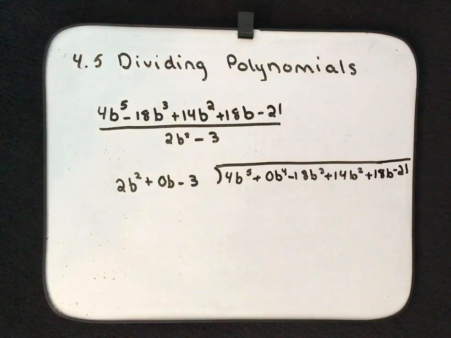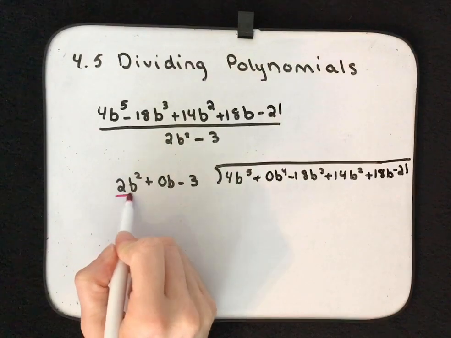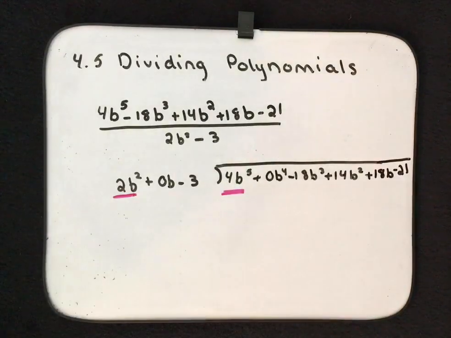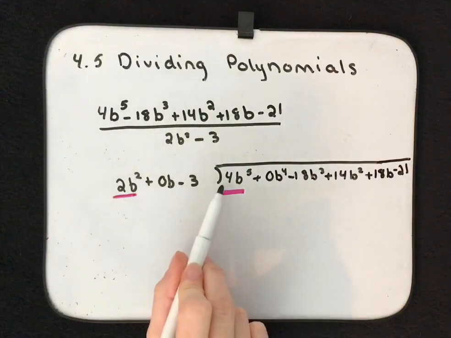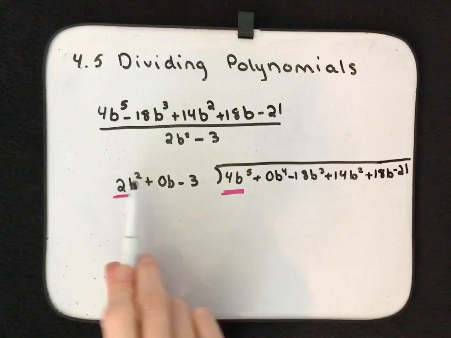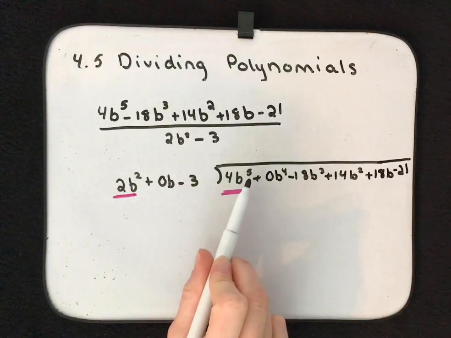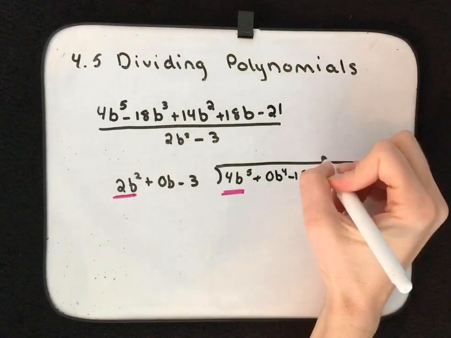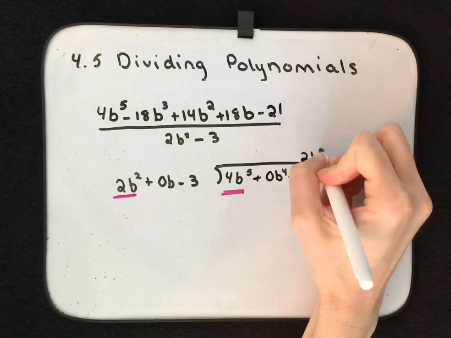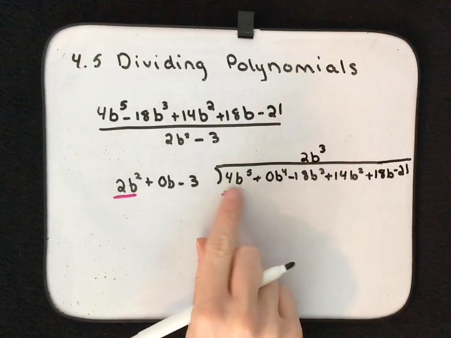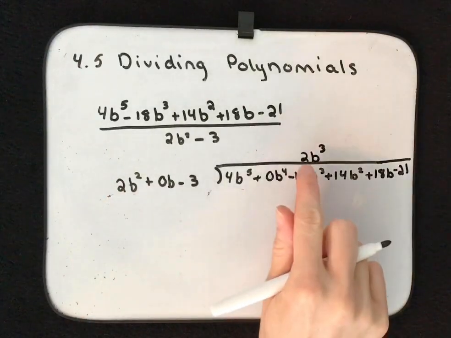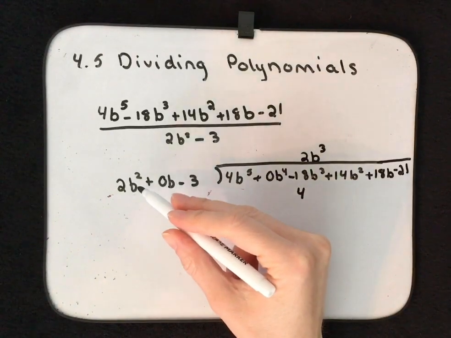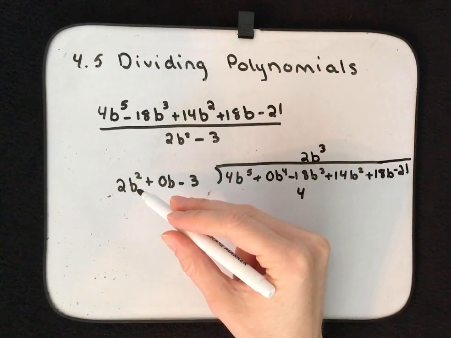So we need to think about what times 2b to the second is going to give us 4b to the fifth. So look at one piece at a time. 2 times 2 is 4. B to the second, I need b to the fifth, so that means I need to multiply by b to the third. So if I have 2b to the second, and I multiply that by 2b to the third, I'll get 4b to the fifth. Let's check and see. So 2 times 2 is 4. B to the third times b to the second gives us b to the fifth.